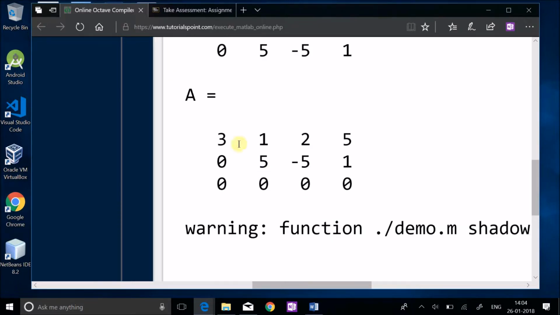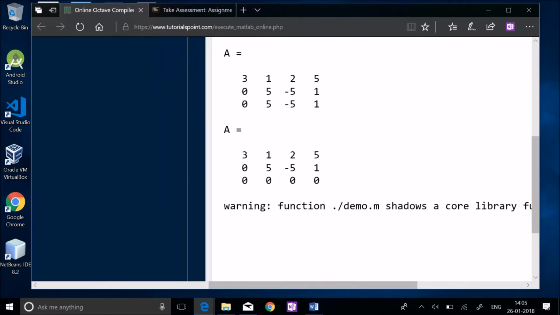As I mentioned, 3 is the pivot element here, and as I mentioned in the second video, we are considering this column to be associated with x, this with y, and the third one with z. So it's 3x plus y plus 2z equals 5. The second row would be 0 times x plus 5 times y minus 5 times z equals 1. And in the third row it will be 0x plus 0y plus 0z equals 0. So that's how we got this.